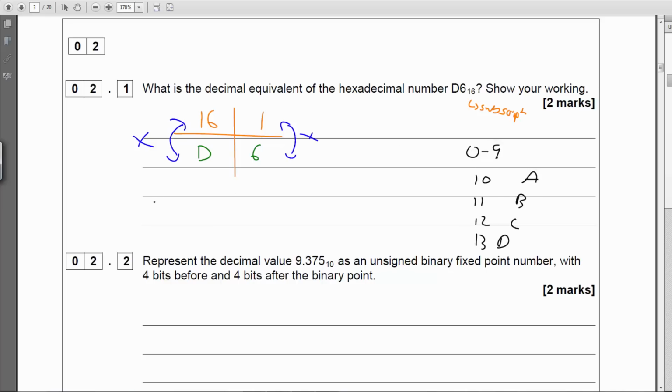So really what we'll be doing is 16 multiplied by D, which is represented by 13, plus 6. If you get a calculator out to do this, you could probably do it in your head, but there you are. So the answer is 214 in base 10.